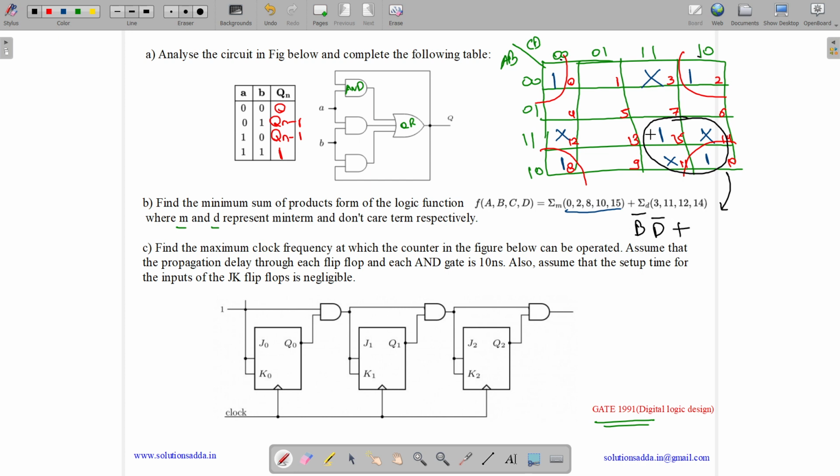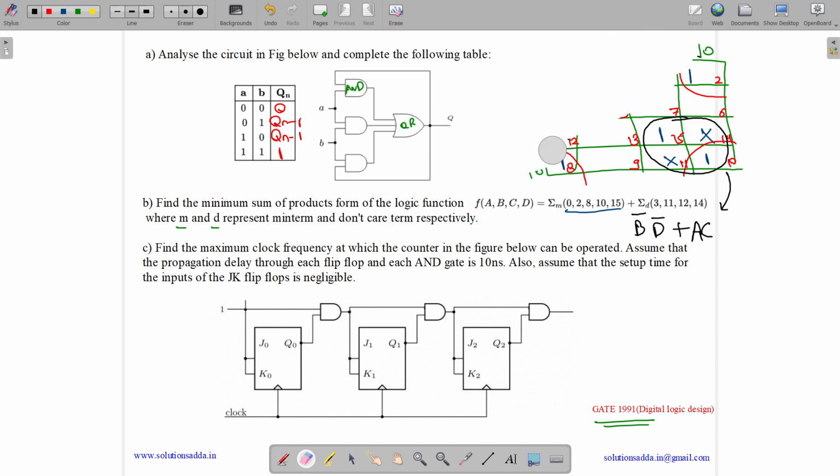For this term, let us see. This is 1, this is 1, this will remain, 1 and 0 will get cancelled, so we get C. And for this term, this gets cancelled and we get AC. So the expression is AC plus B complement D complement. Now let us see question 3.